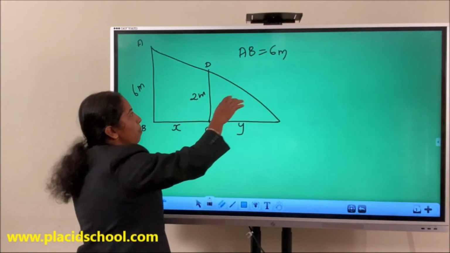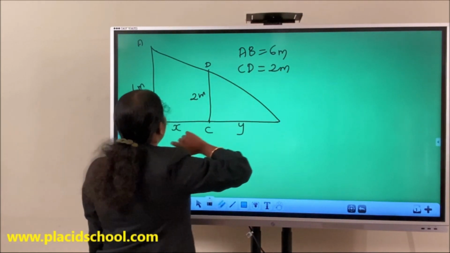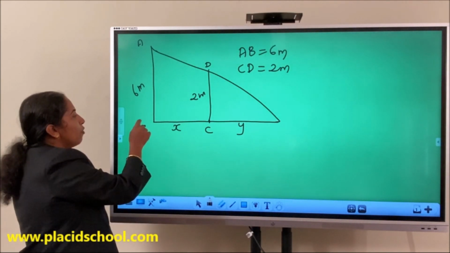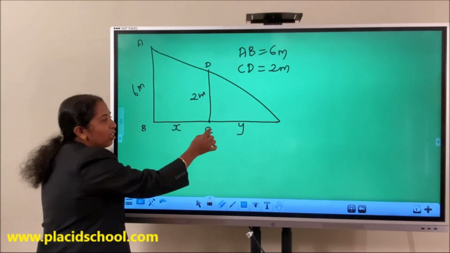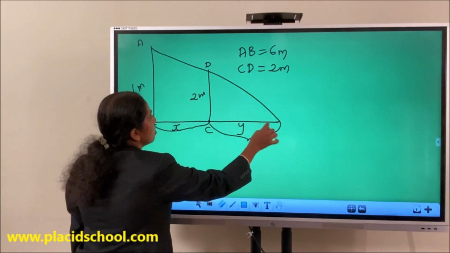Let CD be the height of the man. So CD is equal to 2 meters. Let BC be the distance he has walked from position B to C, and let y be the length of his shadow. So this is BC and this is CE.